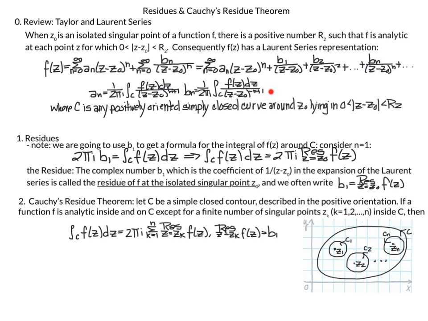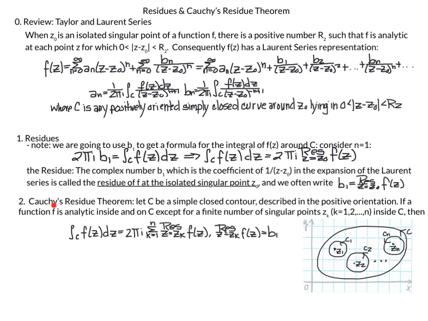We're going to have the integral over c of f of z, and then here, because n is equal to 1, the exponent goes to 0, so this just becomes 1. So what we have is a formula for the closed curve integral around c of f of z dz is equal to 2 pi i times the residue, and that's what we call this b1, the residue at z equals z naught of f of z.